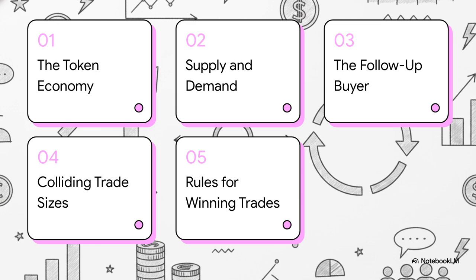Here's our roadmap for today. First, we'll look at the Tradepesa token economy. Number 2, the engine, supply and demand. Third, a scenario we call the follow-up buyer. Fourth, colliding trade sizes. And finally, the rules for winning trades. Let's get started. Section 1.